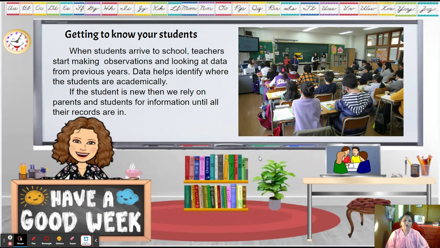When students arrive, we're very excited to get to know them. Getting to know your students is important. When students arrive to school, teachers start making observations and looking at data from previous years. Data helps identify where the students are academically. If the student is new, then we rely on parents and students for information until other records are in.